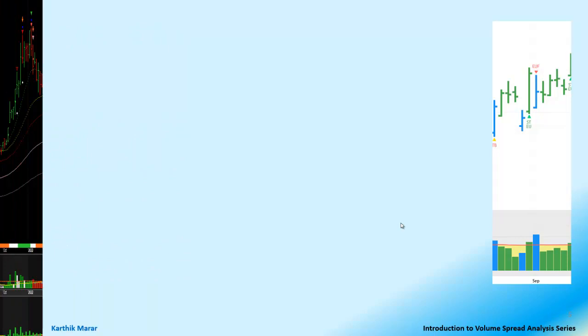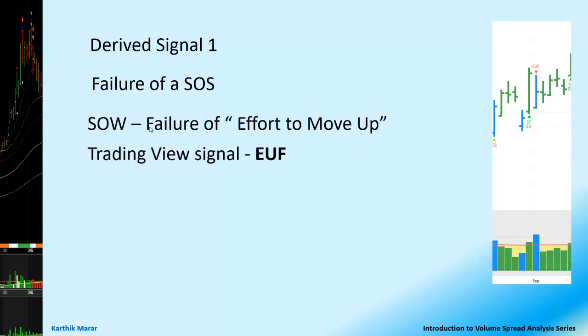Now let's look at the first derived signal. This signal is failure of an SOS. That means a failure of a sign of strength. That would obviously mean weakness, right? So this signal is again a sign of weakness, which is the failure of an effort to move up bar here. In TradingView, this signal is referred to as EUF, effort to move up failed.